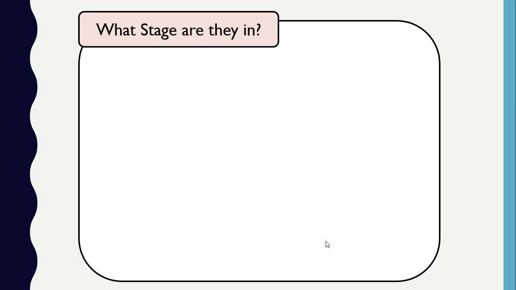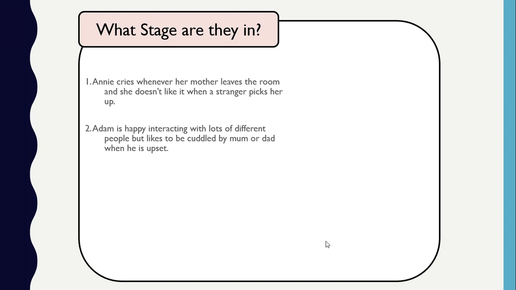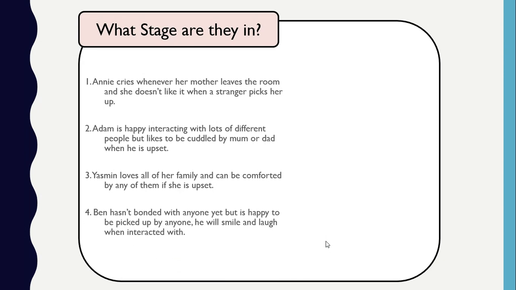It's quite a common exam question if you're given an example of a behaviour and you're asked what stage that child is in. So Annie cries when her mother leaves the room, and she doesn't like it when a stranger picks her up. Adam is happy interacting with lots of different people, but he likes to be cuddled by mom or dad when he's upset. Yasmin loves all of her family and can be comforted by any of them if she's upset. And Ben hasn't bonded with anyone, but is happy to be picked up. He will smile and laugh when interacted with. So it's quite common to get an example like these and be asked to match it up with different stages of attachment.